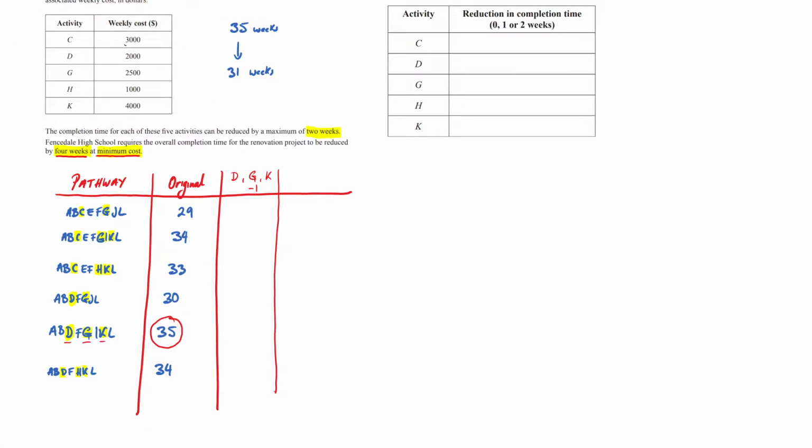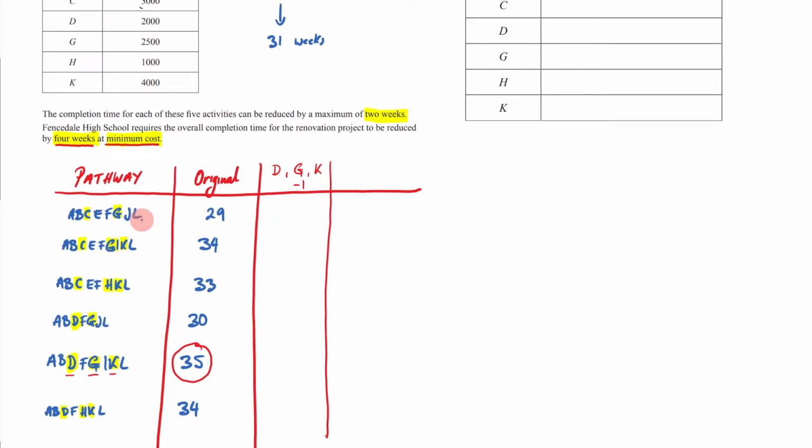So let's quickly go through it. For my first one here, I've only got a G, so I'm going to reduce 29 to 28. For my next one, I have a G and a K, which means I can reduce 34 to 32. For my next one, I've only got a K, so 33 will become 32. For my next one, I've got a D and a G, so 30 will become 28. For 35, I've got 1, 2, 3 of them, so this 35 will become 32. And for this one right here, I've got a D and a K, meaning 34 will also become 32.